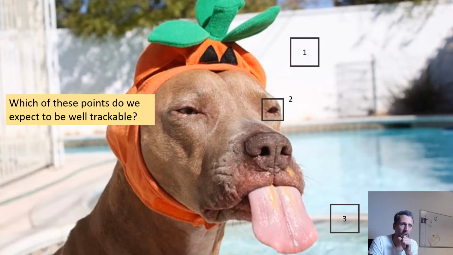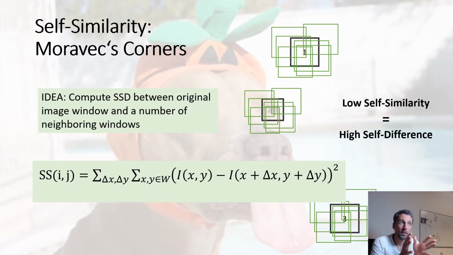Okay, so let's think of how to express that idea. Let's start with a concept that's called self-similarity. It was introduced in a paper by Moravec, the so-called Moravec's corners. Now look at their self-similarity, right? So corners defined by their window, like the black one here, now will be chosen when they have low self-similarity.